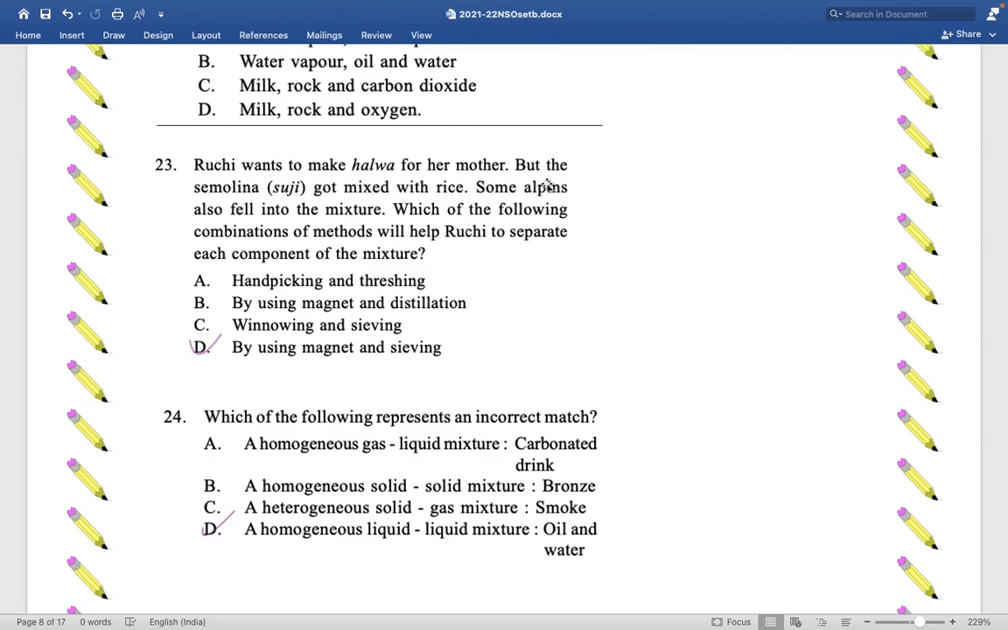Pins are made of iron and hence are magnetic in nature, so they are attracted to the magnet. So they can be separated from the mixture by using a magnet. The mixture of semolina and rice can be separated by sieving because of the difference in their size.